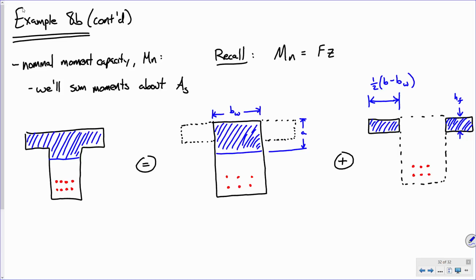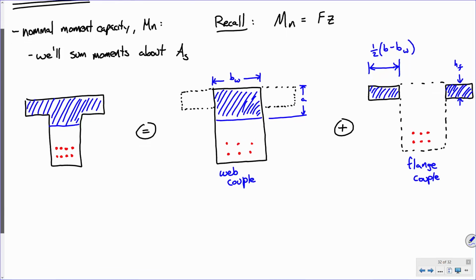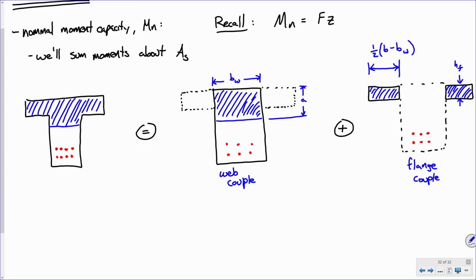Now, the reason why I've split this up into these 2 components is because I'm going to call this first one the web couple, and I'm going to call this the flange couple. You're going to like this. It's going to be kind of nifty. Everybody okay with what I've got so far?